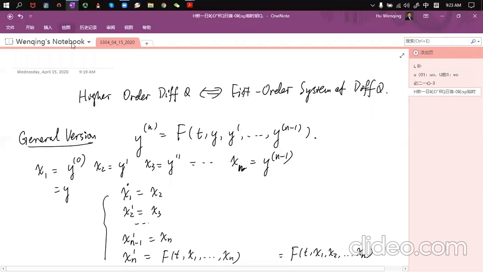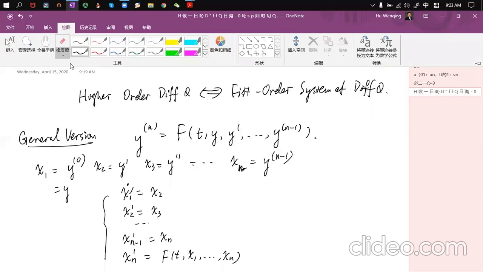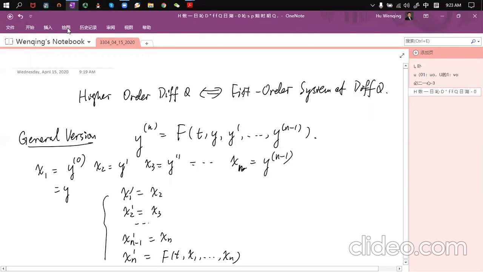It's a good family, right? So that helps us to turn a higher order equation into a system of first order equations. Let me use the prime here. I will not use the dot, I use the prime. So that turns this equation into a system of first order equations.